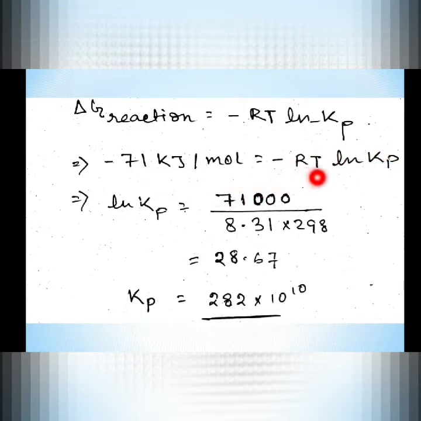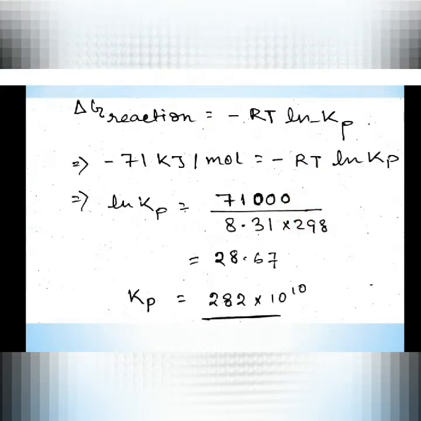Now all other values are known. R is also known, 8.31, and T is 298 Kelvin. After putting in all these values, we get Kp equal to 282 into 10 to the power 10. So the value of Kp which was asked in the question, we have calculated: it is 282 into 10 to the power 10.